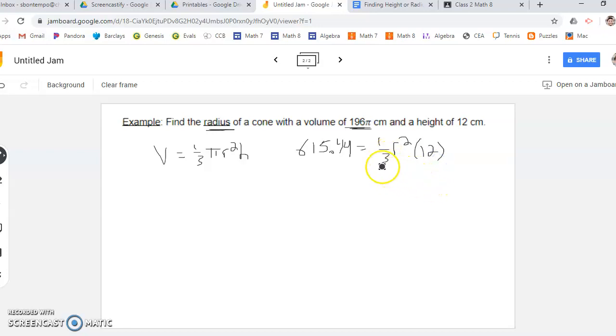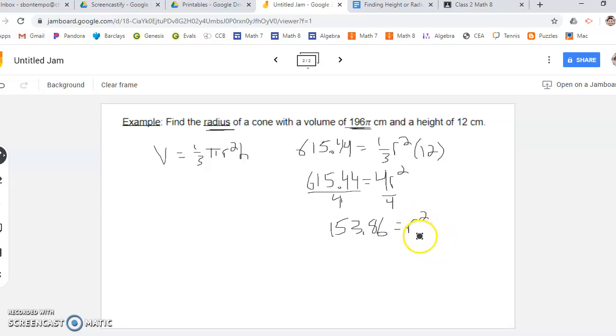So again, we're going to use the commutative property and do the 1/3 times the 12, which is 4. So 615.44 equals 4 r squared. Divide both sides by 4. And we get 615.44 divided by 4 is 153.86, and that's equal to r squared.